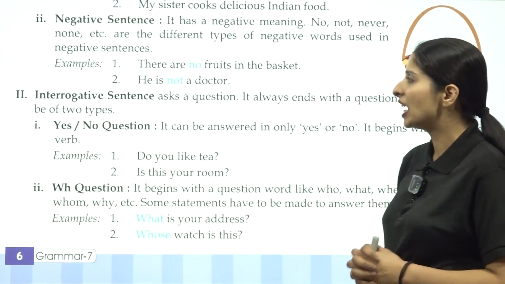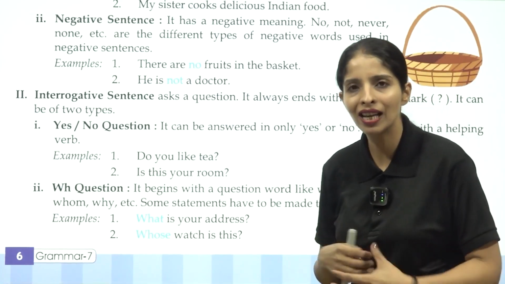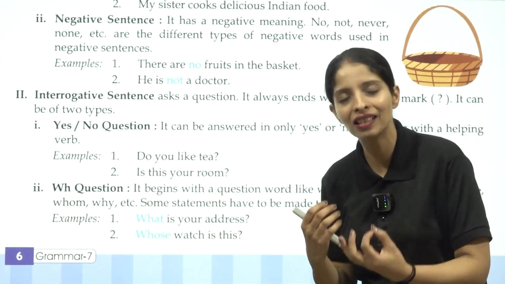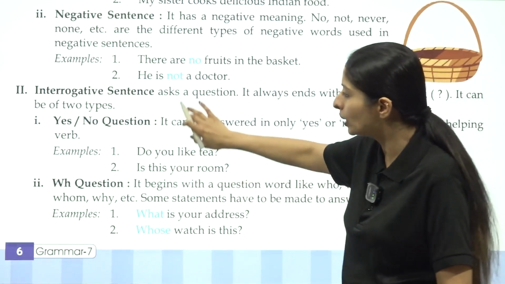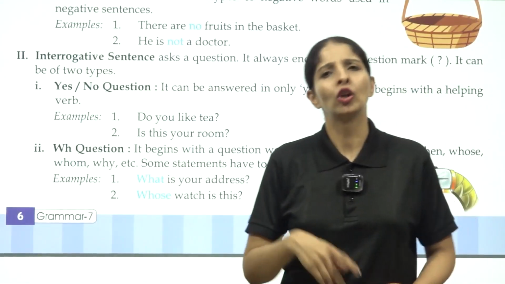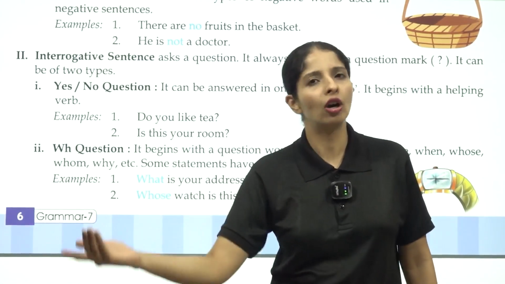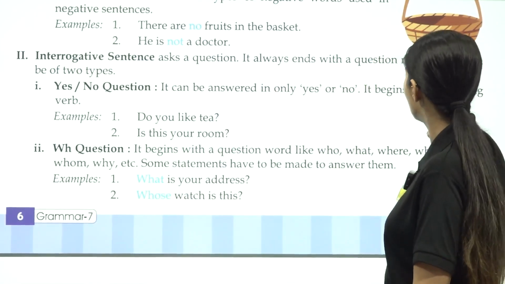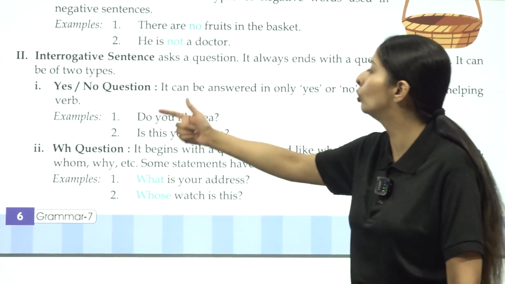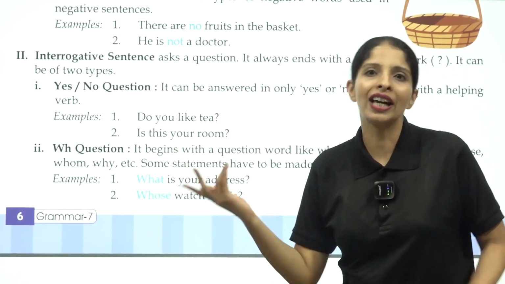Now there is the second type, which is the interrogative sentence. An interrogative sentence asks a question. It always ends with a question mark. It can be of 2 types. Yes, no question, like do you want tea? So you might say yes or no. It may be answered in only yes or no. It begins with a helping verb. Do you like tea? Yes or no. Is it your room? Yes or no.